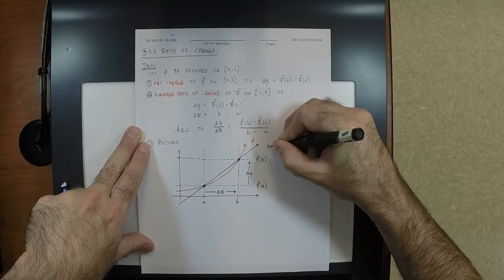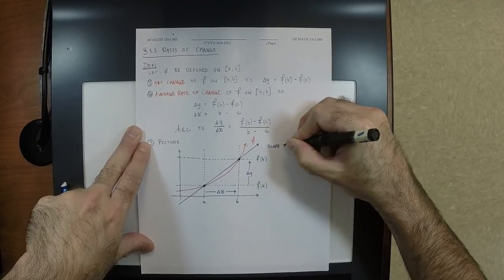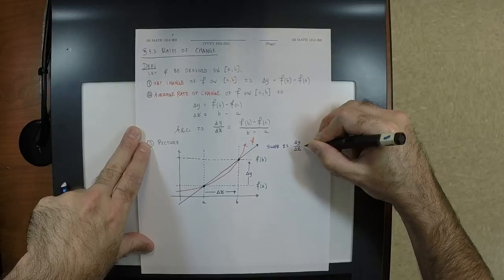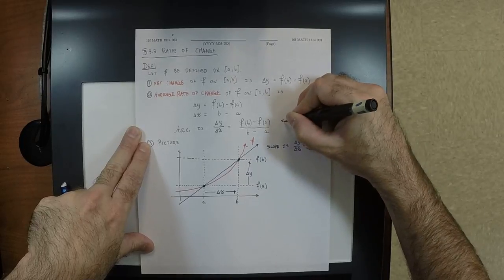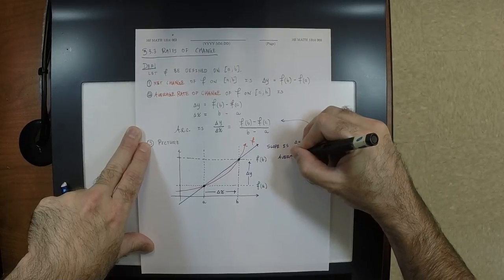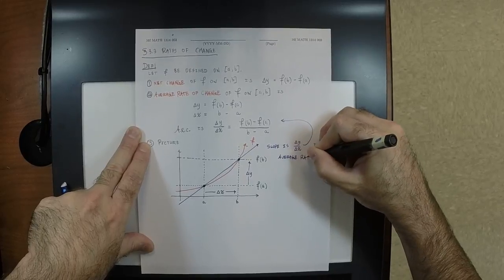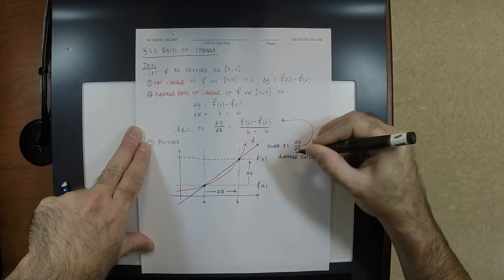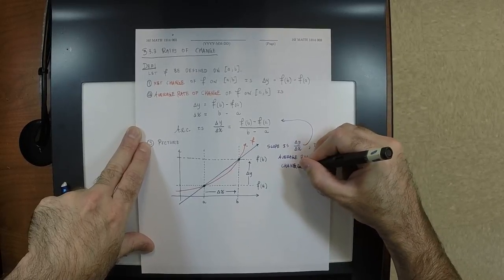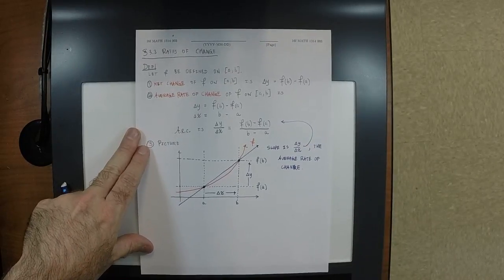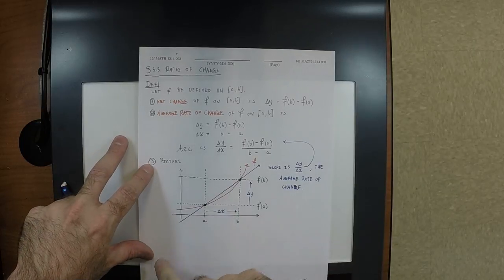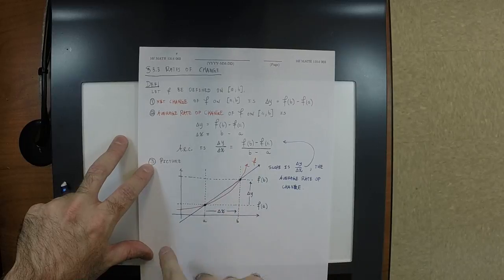So the slope of this line is delta y divided by delta x, which is to say the average rate of change. Change has a g in it. So the average rate of change is the same as the slope of this line.